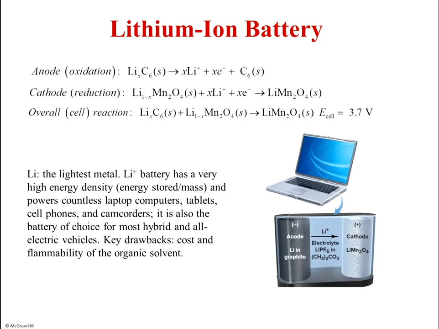One of the most common and popular batteries is the lithium-ion battery. This works a little bit differently. It works with lithium and graphite. So you have lithium intercalated into graphite. At the anode, then, the lithium is released, and you get lithium-ion plus electrons. At the cathode, you have lithium and a manganese oxide species going to LiMn2O4.